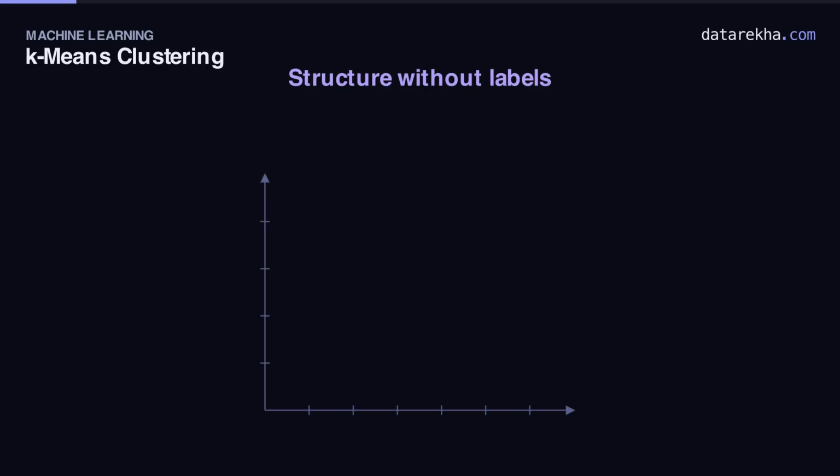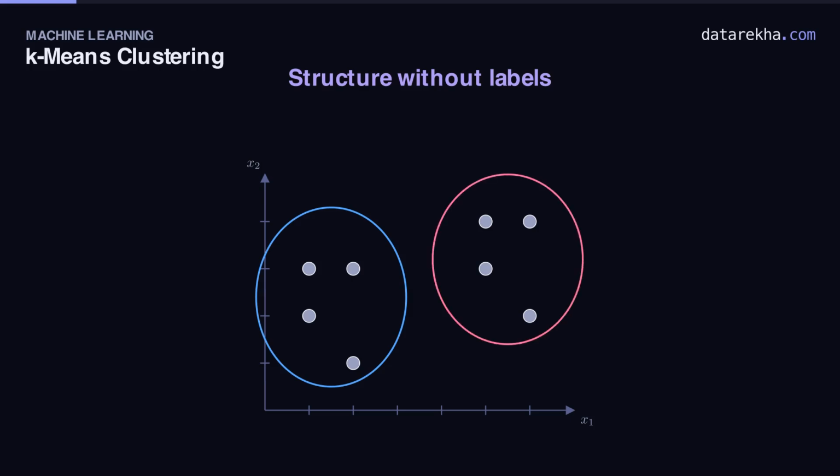Here is a pile of data with a secret. Customer locations, pixel colors, feature vectors. Whatever they are, we get only the coordinates. No labels, no answer key, nothing telling us what belongs with what. Just points on a plane. And yet, your eye does something instantly.